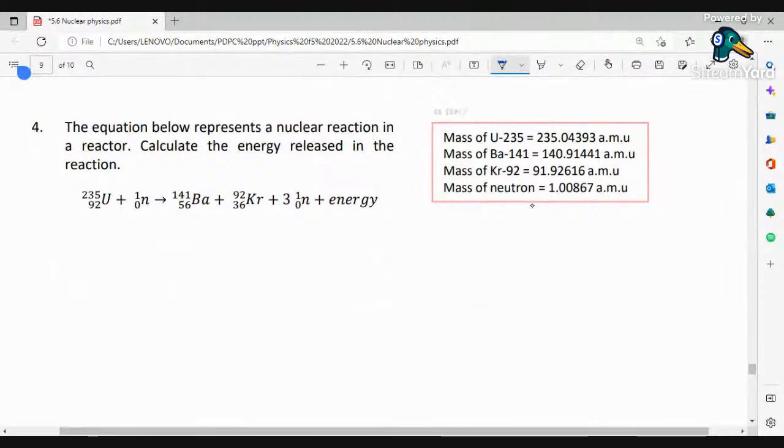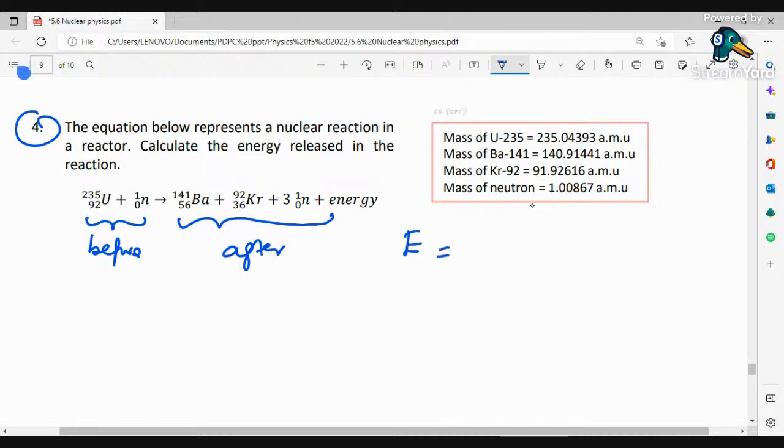Okay, number 4, you can try yourself. You just calculate mass defect before and after. Ini ialah before, ini after. So you calculate M in AMU and then you convert to kilogram. Use the formula E equals MC squared.